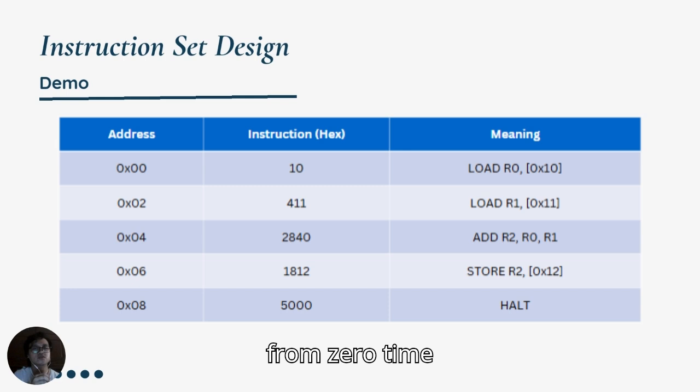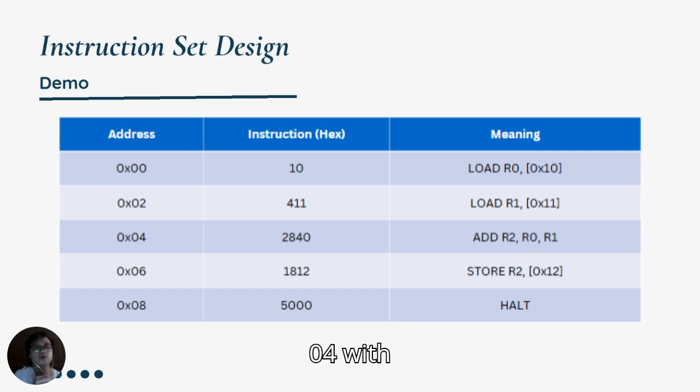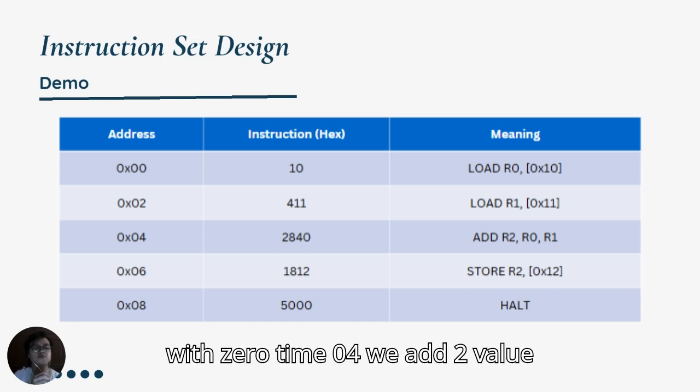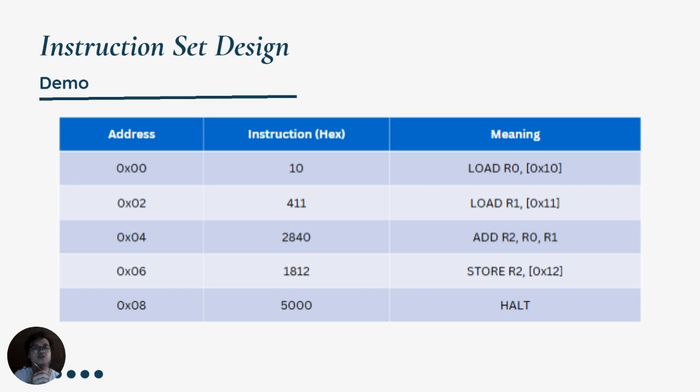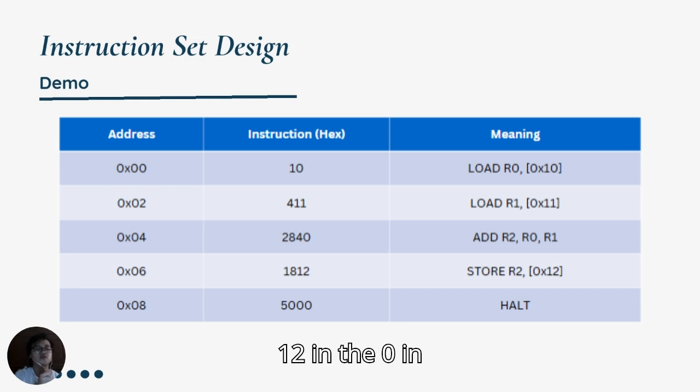from memory address 0x11, and then at 0x04, we add the two values with ADD R2, R0, R1, and then we store the result in R2 to the memory address of 0x12 at the address of 0x06. Finally, once we reach address 0x08, it will halt.